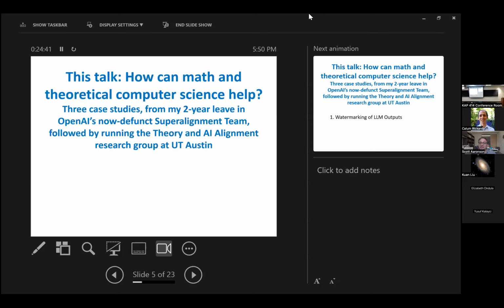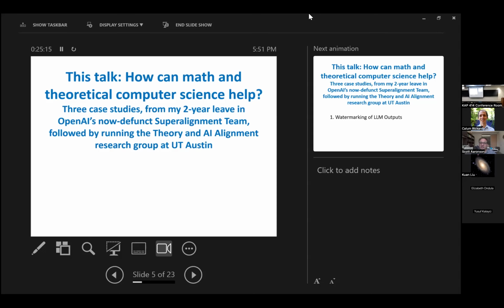I didn't know that it was going to happen, but it did happen in large part while I was there. So now I'm back in academia, and at UT Austin, in addition to running the Quantum Information Center here, I'm now also running a second research group, which is called the Theory and AI Alignment Group. And we are funded by Coefficient Giving, what used to be called Open Philanthropy.